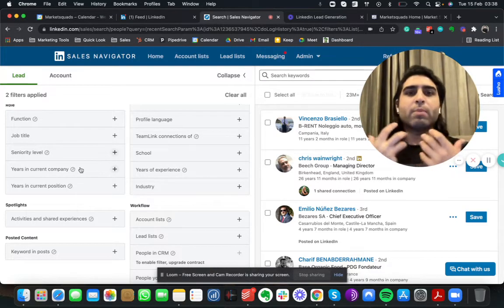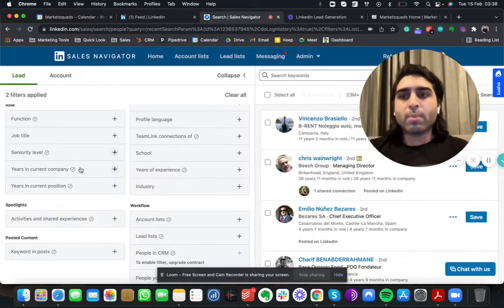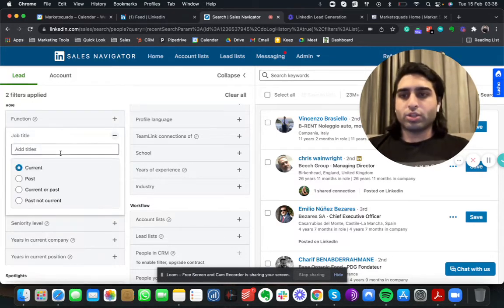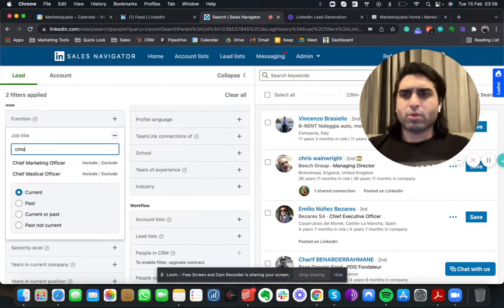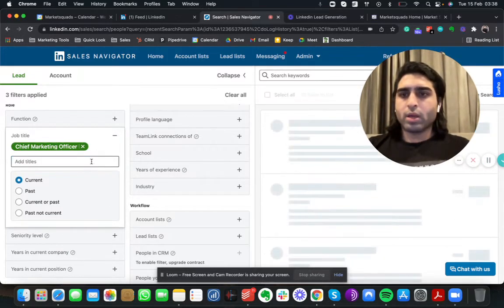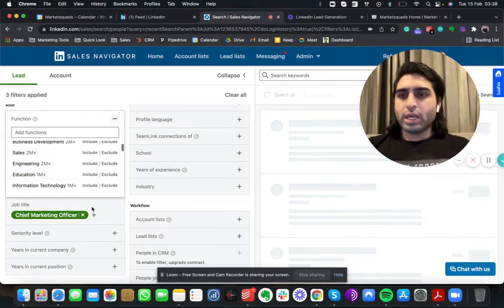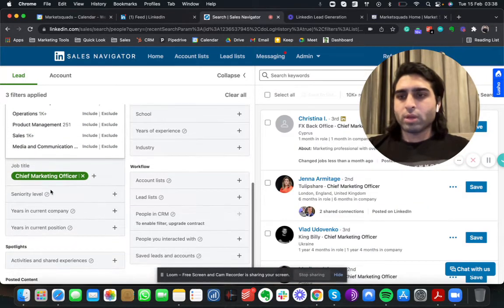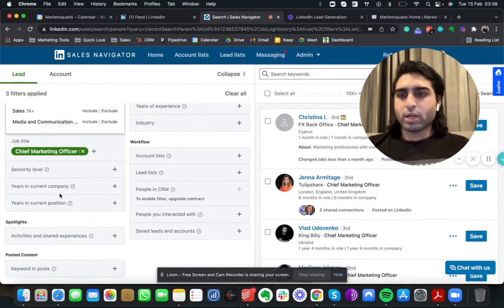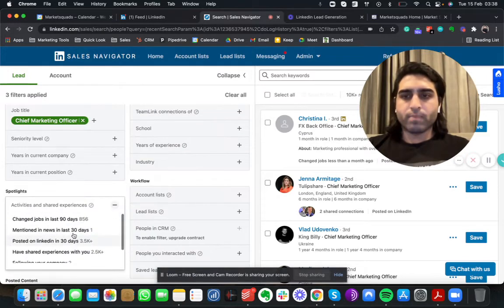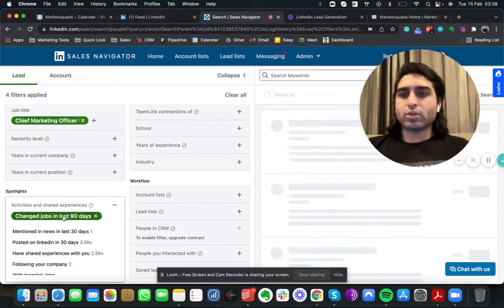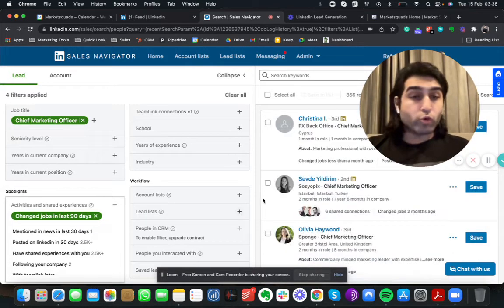You just cannot come up with any list. You have to come up with the right list. Okay, so let's choose CMOs. CMOs are someone we've got to be targeting, and EMEA, and seniority level, spotlight. You can also choose spotlight here. This will help you find people who have changed jobs in the last 90 days or so.